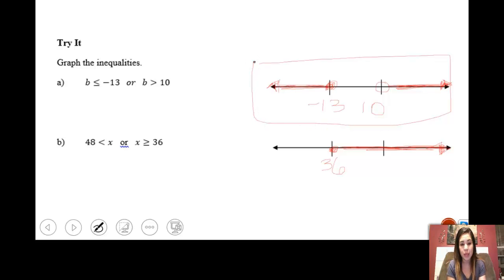And then for part b, I know it looks a little confusing at first because it's saying x is bigger than or equal to 36, but then x is also bigger than 48. Because 48 is already included in the solutions for the first part, we just graph everything bigger than 36. 48 will be included in there. So we make it a closed circle and it would be everything greater than 36.